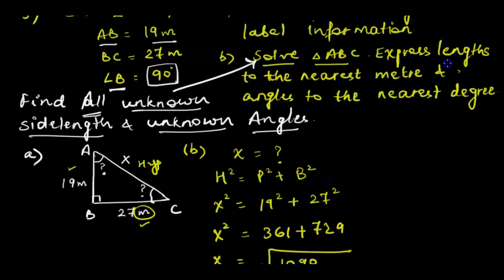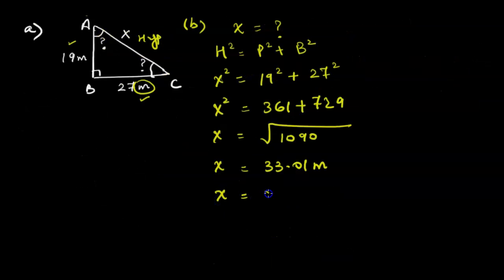As we are asked to express the length to the nearest meter, we would round the answer to whole numbers. Therefore, x value is equal to 33 meters. This gives us the third side length of the triangle. Now the next part is to solve these two angles.